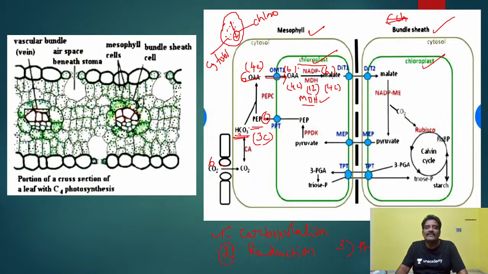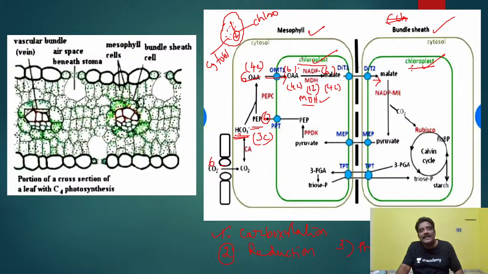Then what is the fate of this malic acid? This malic acid will now enter the bundle sheath cell. Already I told you, just like in the mesophyll cell, in the bundle sheath cell also chloroplasts are present. Am I correct or not? But what is the difference between a chloroplast of the bundle sheath cell and a chloroplast of the mesophyll cell? In the chloroplast of the bundle sheath cell, grana is absent. Grana is absent. That part you have to understand very clearly.